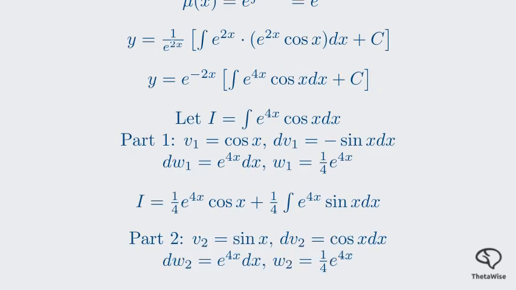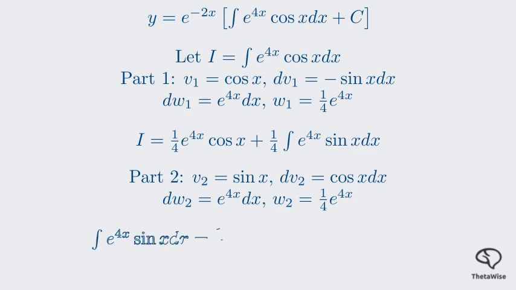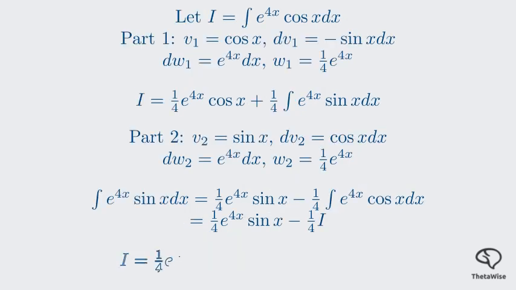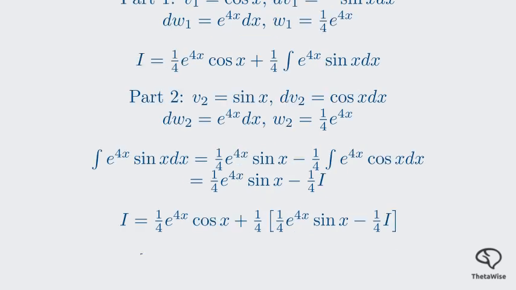For the second part, let u2 equal sin x and dv2 equal e^(4x) dx. We find that the integral of e^(4x) sin x dx is 1/4 e^(4x) sin x minus 1/4 times the original integral I. Now we substitute this back into our equation for I. This gives us I equals 1/4 e^(4x) cos x plus 1/4 times the result of the second part, which was 1/4 e^(4x) sin x minus 1/4 I. This is the trick. The original integral I appears on both sides. Simplifying, we get I equals 1/16 e^(4x) times the quantity 4 cos x plus sin x, minus 1/16 I.